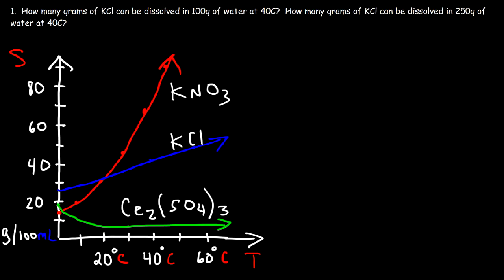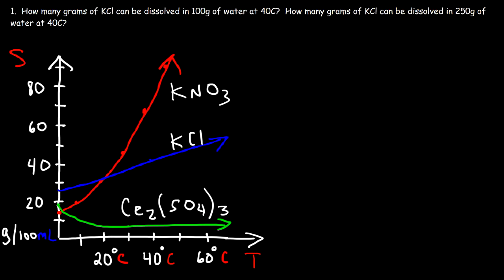In this video, we're going to answer some questions related to solubility curves. On the y-axis, we have the solubility, and on the x-axis, the temperature in Celsius. On the y-axis is the grams of solute dissolved per 100 milliliters of water. Now, some solubility curve worksheets might have grams of solute per 100 grams of water, which is the same thing. 1 milliliter of water is equal to 1 gram of water because the density of water is 1 gram per milliliter. So let's start with number 1.